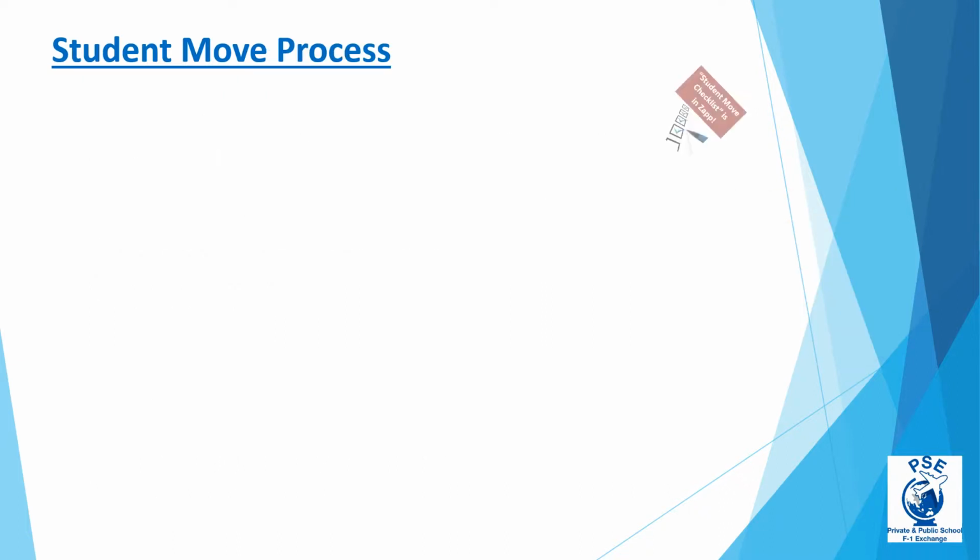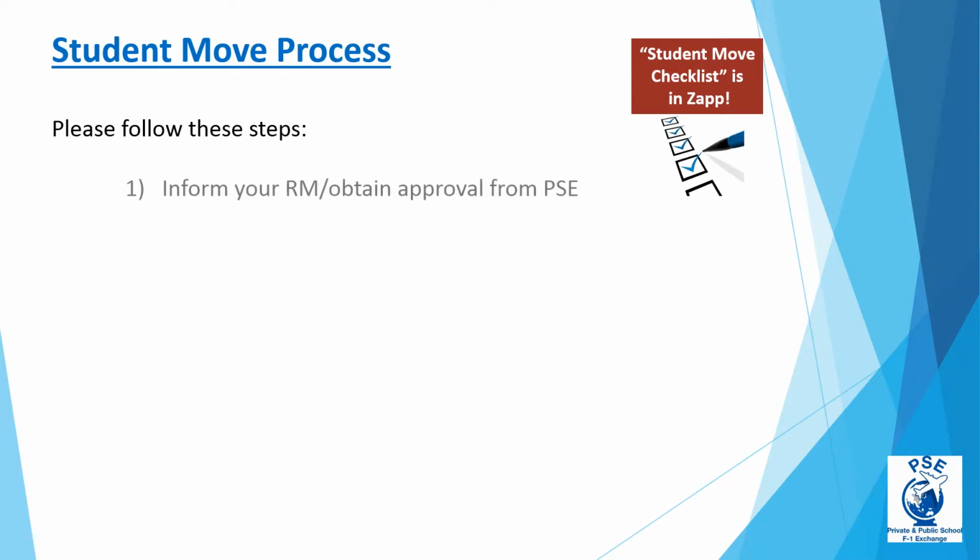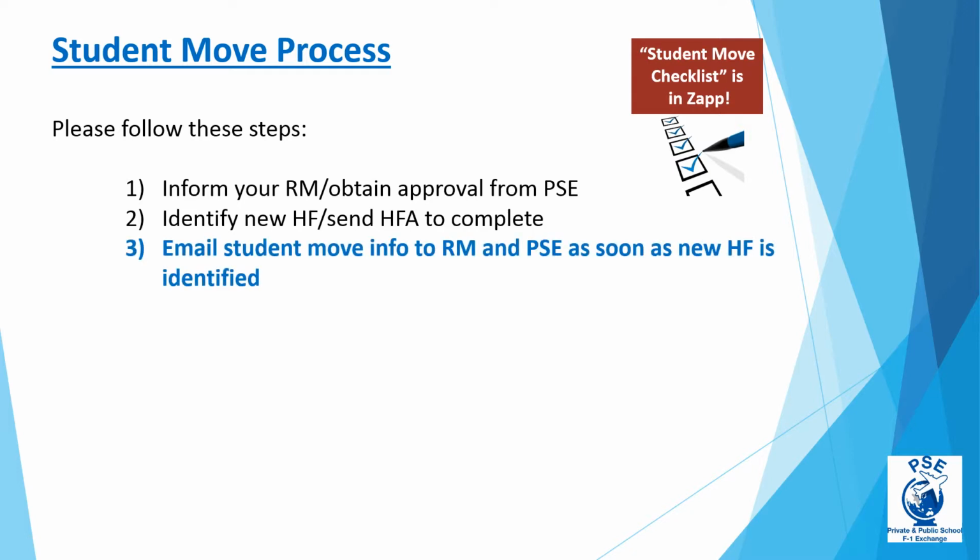As it is outlined in the student move checklist, the following steps need to be taken if a student move is deemed necessary. First, inform the regional manager that you are requesting a student move and obtain approval from PSE. Then, identify the new host family and send them the host family application to complete. Send student move information to the RM and PSE via email as soon as the new host family is identified. Review the host family application of the new family to ensure that the information is complete.